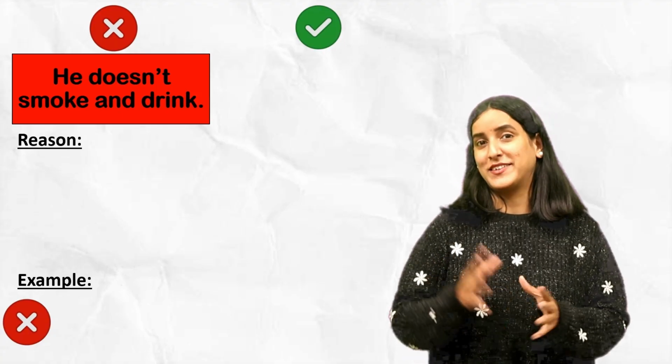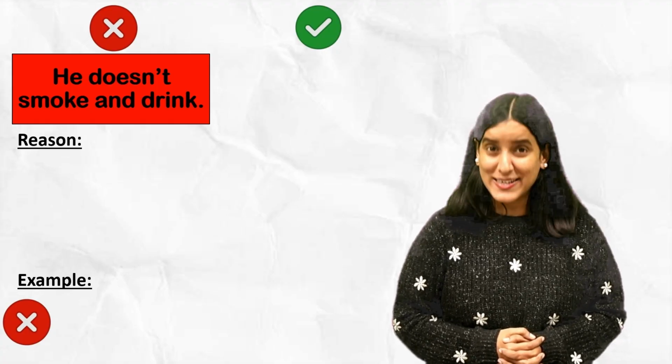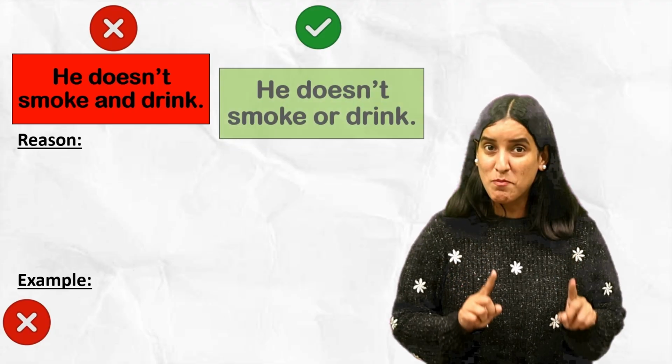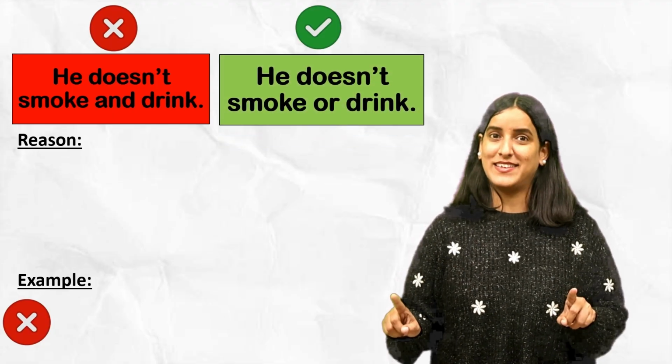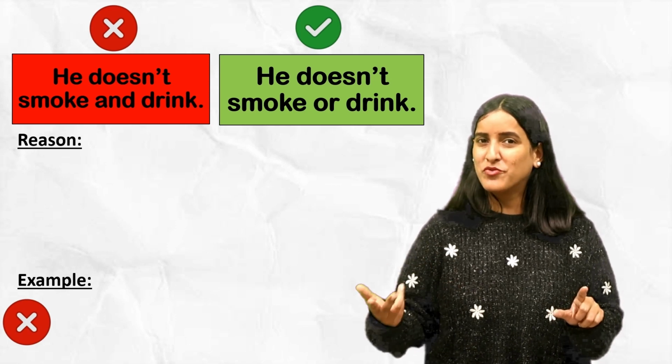Yes. The second one, I would request you to look at this sentence, which is he doesn't smoke and drink. Okay, what's the error? Well, the correct one is he doesn't smoke or drink. All right. Now, why did we use or and why did we remove and?